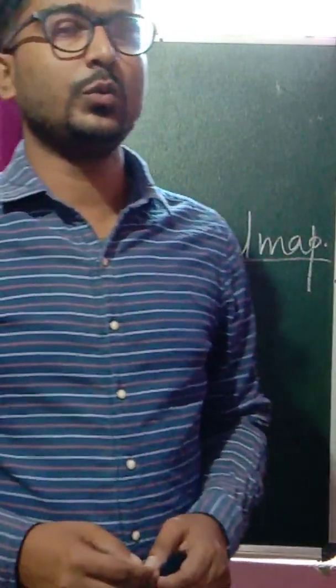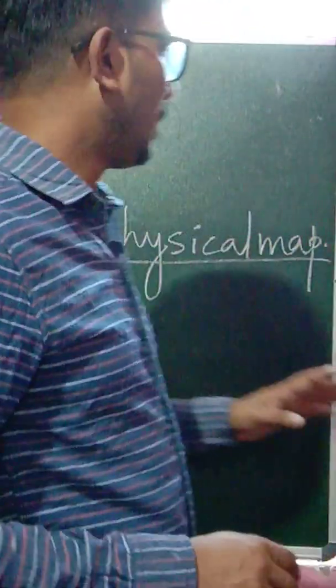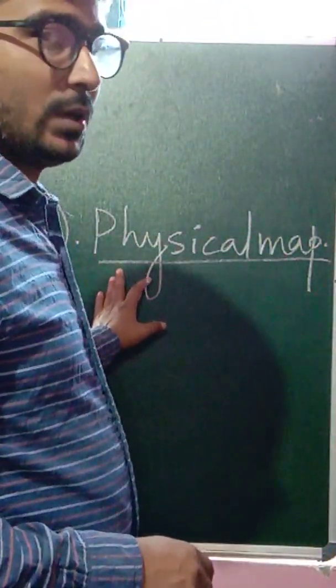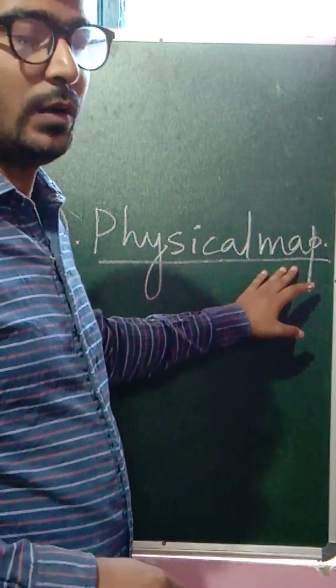Now what is a physical map? A physical map is a map where we are able to see different places and things, such as mountains. We can locate rivers, and we can locate hilly areas or plain areas. Those areas that we are able to locate through the map are known as a physical map, which helps us in locating mountains, rivers, hills, plain areas, and so on.